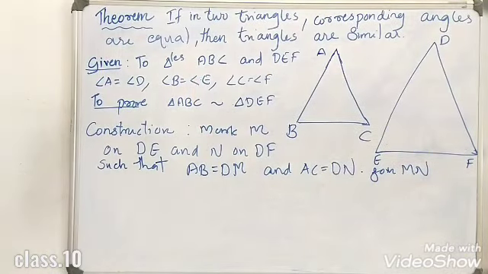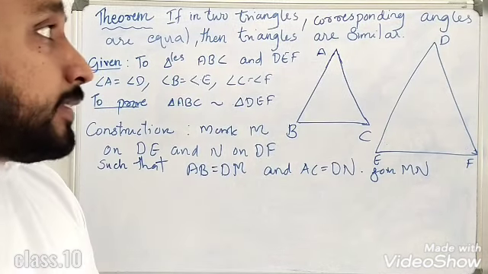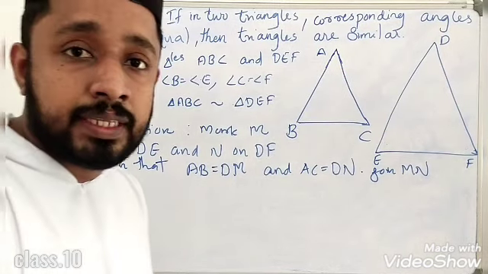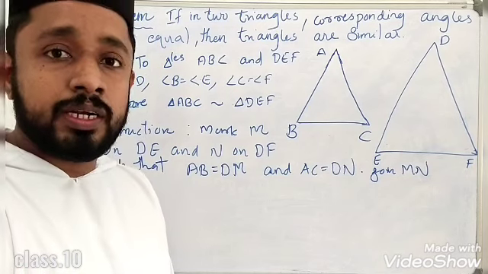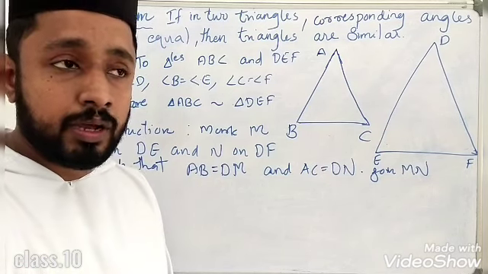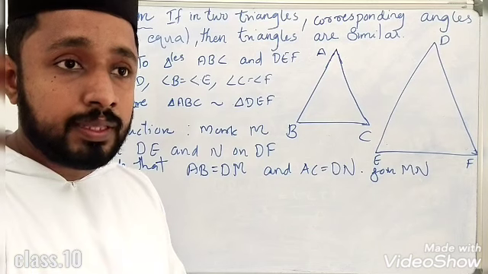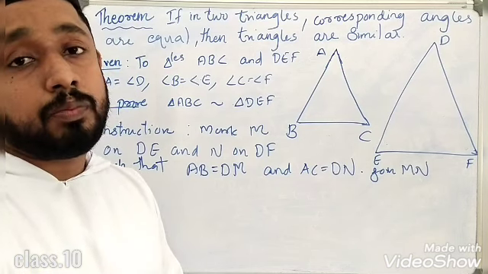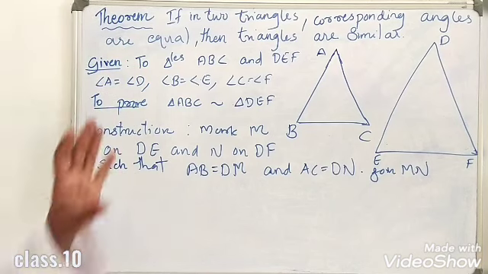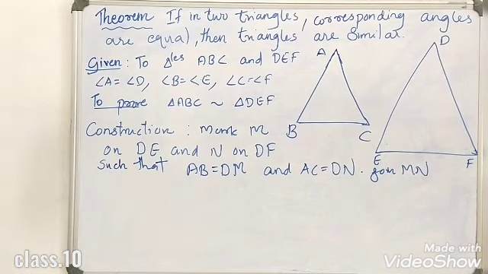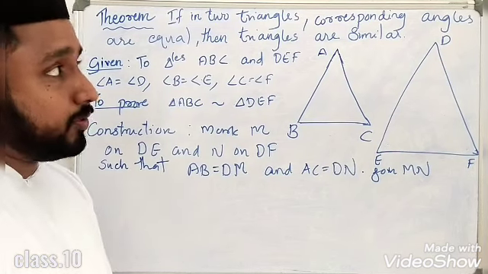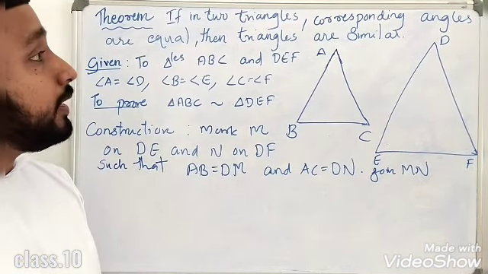Let us discuss one theorem. The theorem states that if in two triangles corresponding angles are equal, then the triangles are similar. So we have to prove that the two triangles are similar. For similarity of triangles we have two conditions: first, all angles are equal, and second, all sides are in proportion, or the same ratio. Here it is given that in two triangles corresponding angles are equal.